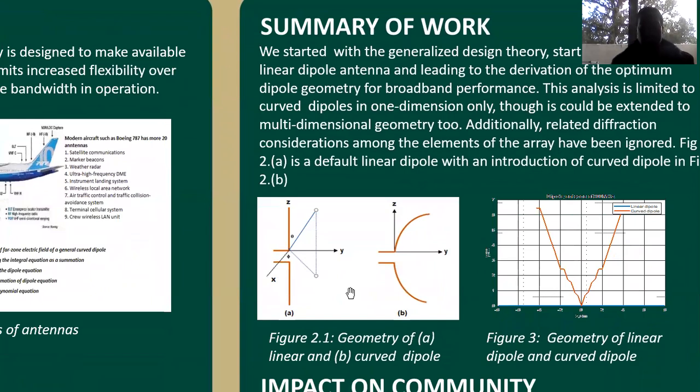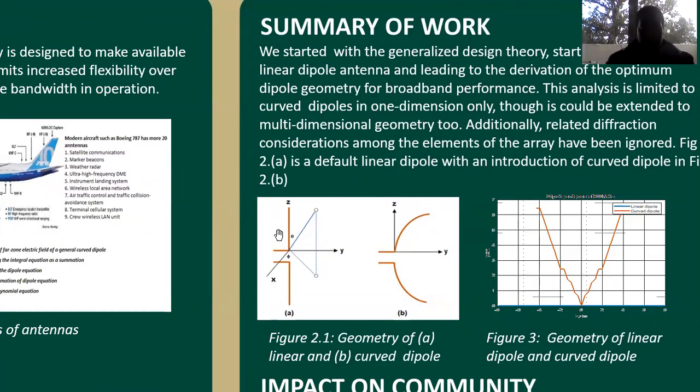After that, in the second stage, we have to do the approximation of the integral equation as a summation. So we chop these wires into very small n sections, because the wire is a conducting, current-carrying wire. After we chop it into n small sections, we do the summation so that it gives us the electric field equation.